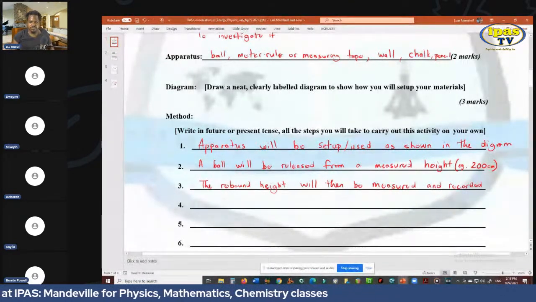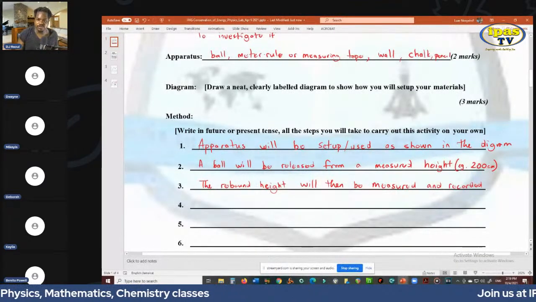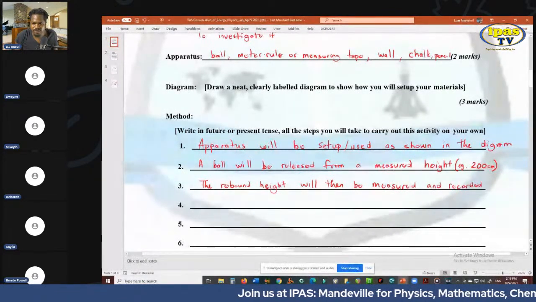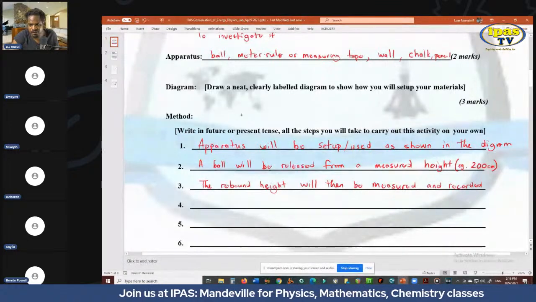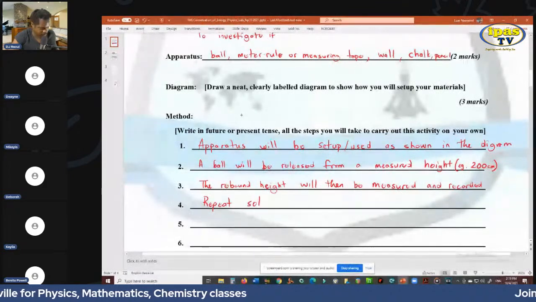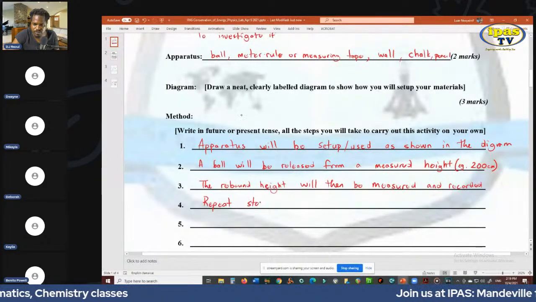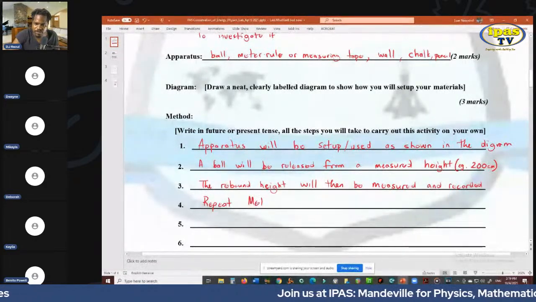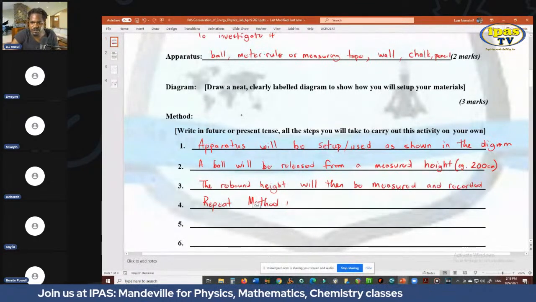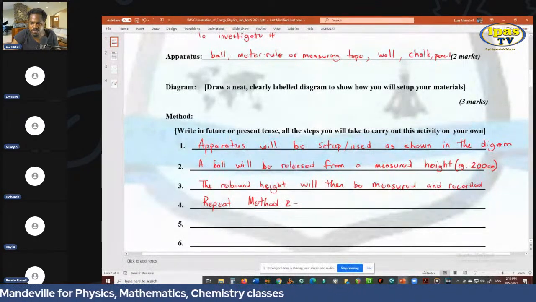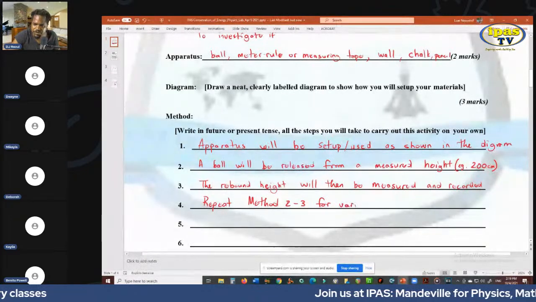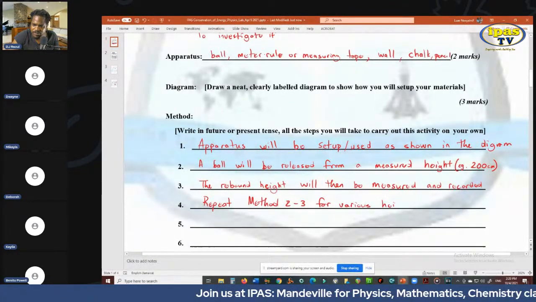All right, that's it. This is simple because what we're going to do after this is just repeat it for different heights. So we could do something like this. Repeat steps, or let's say method. This is a lazy way to write it, but you get the marks. You're going to repeat methods 2 and 3 for various heights of release.